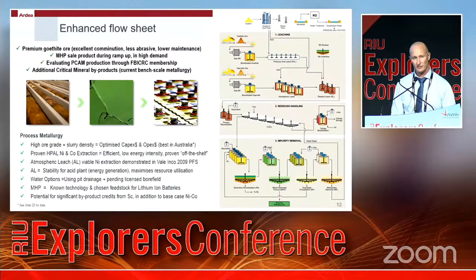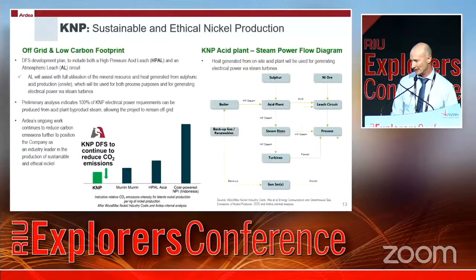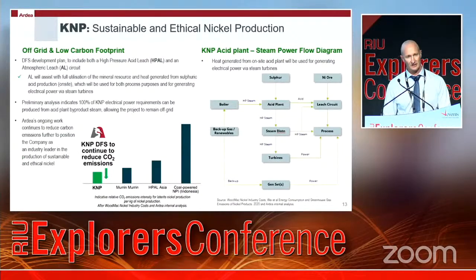In terms of our flow sheet, that's the figure on the far right, and we've enhanced that significantly. We've now got two 1.5 million tonne per annum autoclaves and also an atmospheric leach circuit. The benefits of the atmospheric leach circuit are significant. They enable us to be off-grid and generate our own power from the excess heat. That excess heat helps heat up the whole process side and minimises our OPEX. The excess steam drives steam turbines and generates our power off-grid.